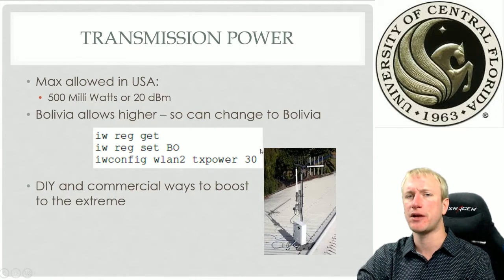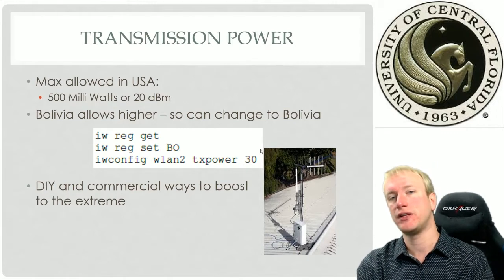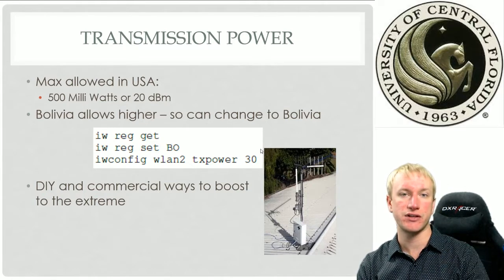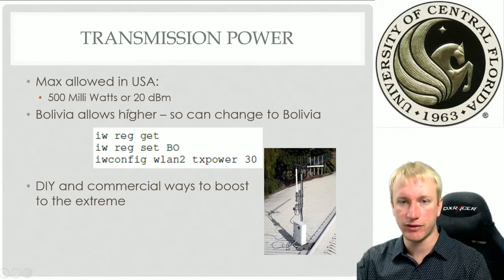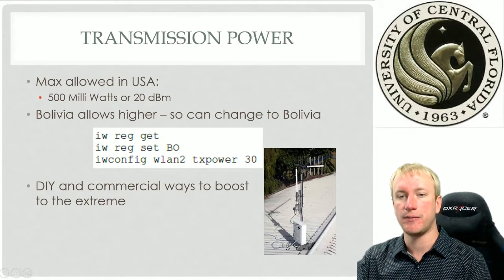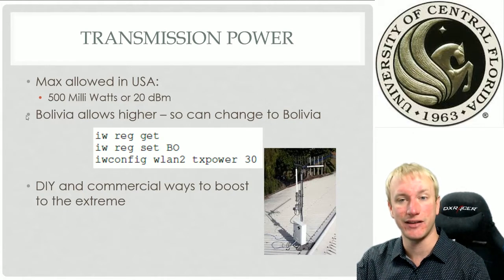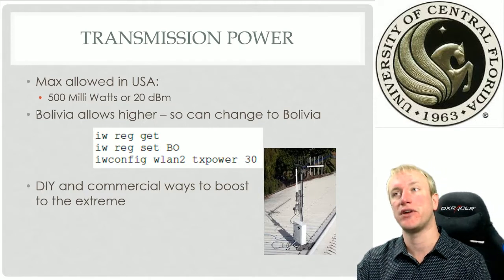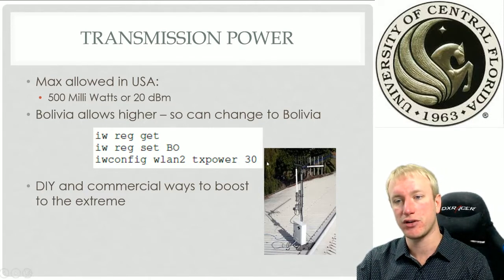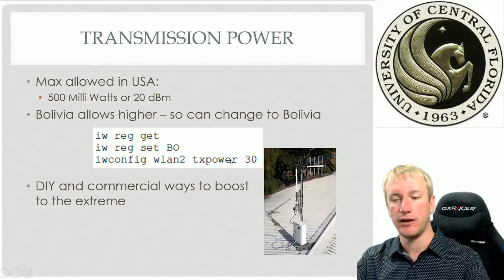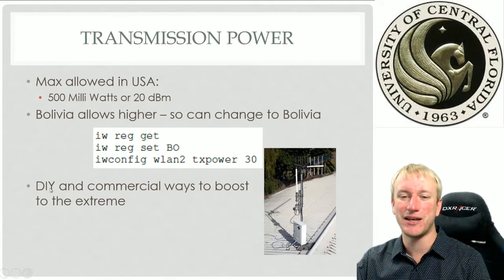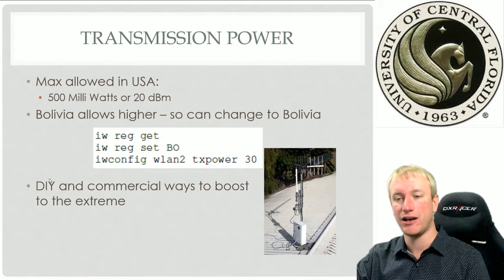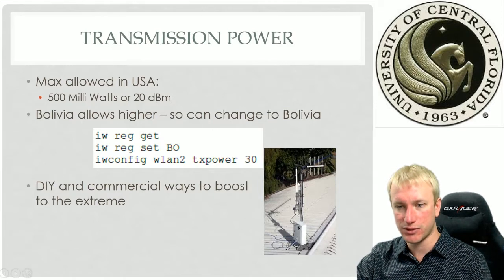Before I continue, I do want to mention a little bit about transmission power. We are in the US of A limited to a certain amount of dBm or milliwatts for transmitting our Wi-Fi, and that limit is given here, 500 milliwatts or 20 dBm. One country, for instance, has a much higher limit, and that is Bolivia. So if you want to be a little bit illegal, you can tell your computer, hey, I'm in Bolivia right now, by running this script, and now you can transmit up to 30 dBm. Don't do that. And if you didn't want to do that, there are a lot of DIY and commercial ways to extend the range and boost your power. One of the examples is pictured right here.